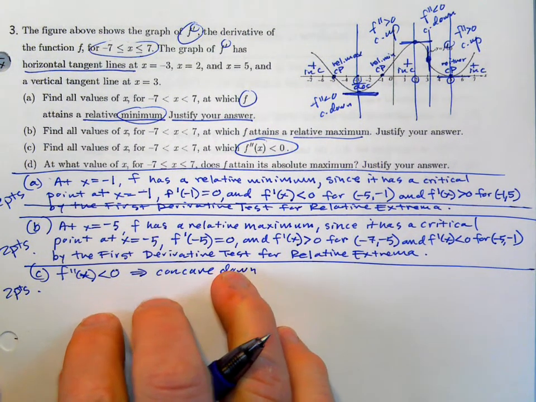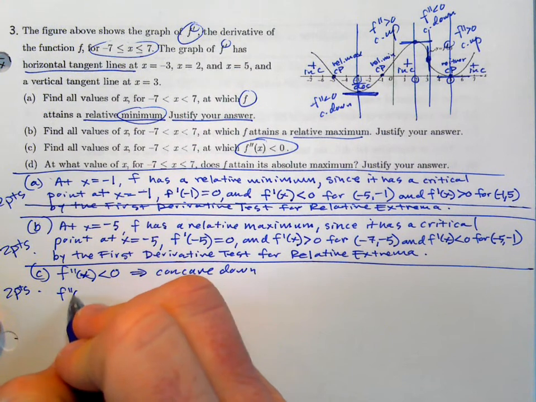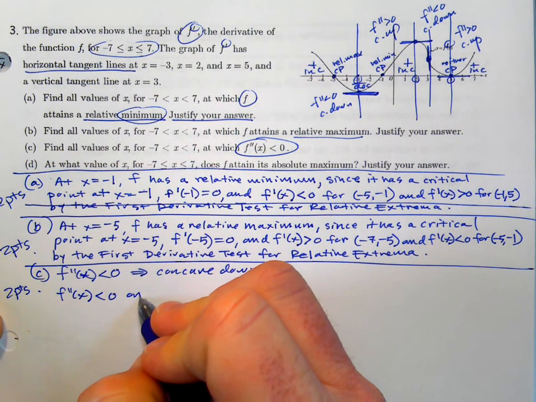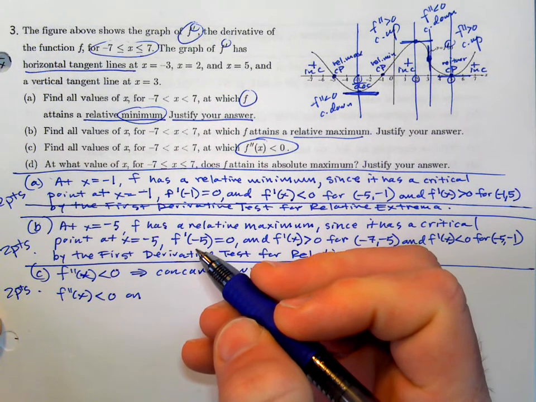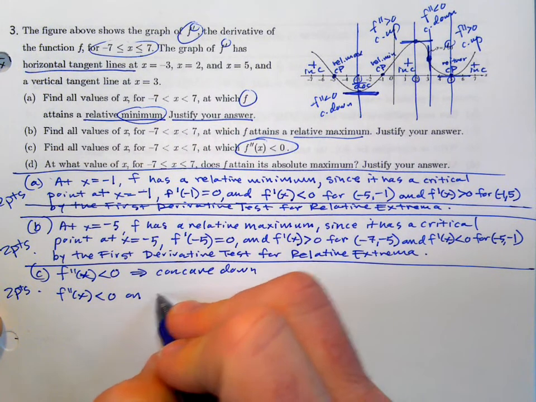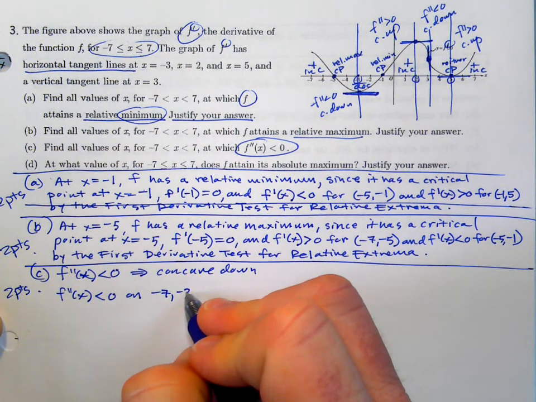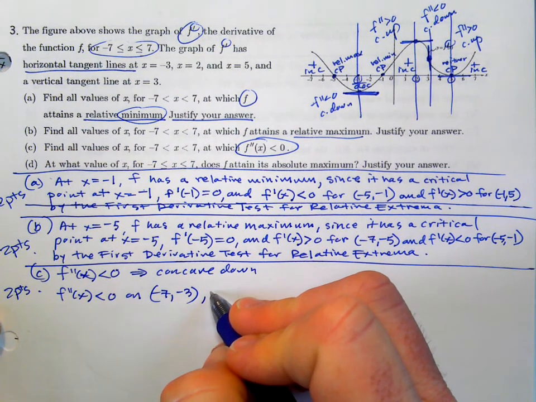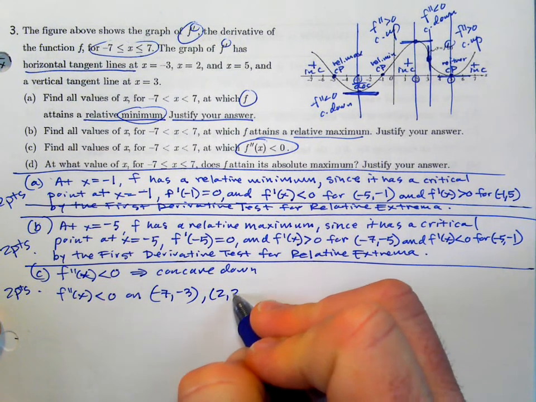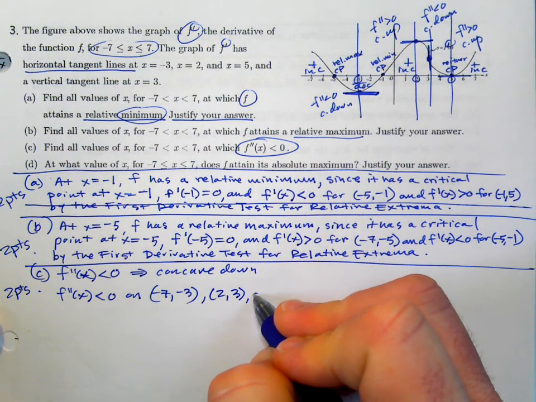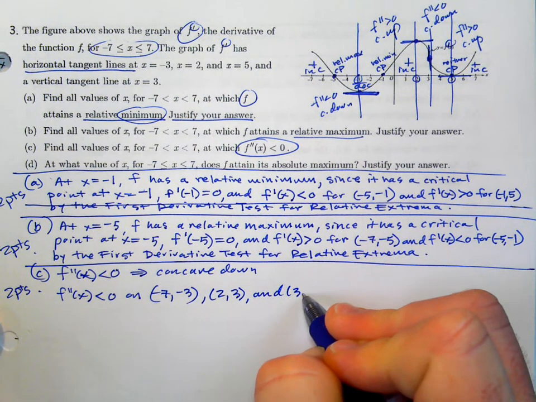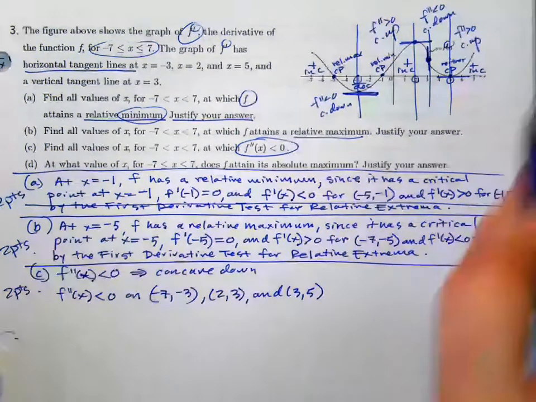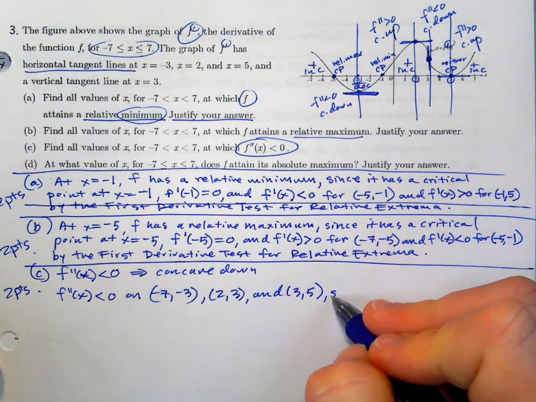So we could say that f double prime of x is negative on, what are the intervals that it's negative on? -7 to -3, do not include the endpoints. The next one would be 2 to 3. And the last one would be 3 to 5. So you have to break up 2 to 5 into 2 to 3 and 3 to 5, because it's not defined right there. And I would explain why.